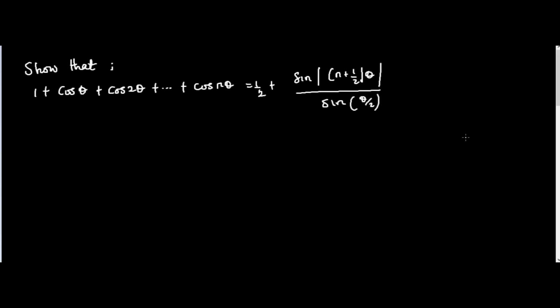Alright guys, welcome back to this channel, and in this video I'm going to be solving this question. We have to show that 1 plus cos theta plus cos 2 theta plus dot dot dot plus cos n theta is equal to 1 over 2 plus sine of (n plus half) theta over sine theta over 2. So basically what we want to do is to show that the left hand side is equal to the right hand side. So we'll do that in a bit.